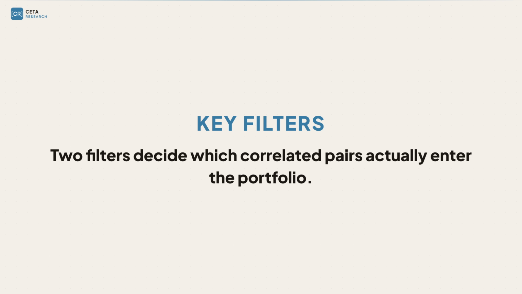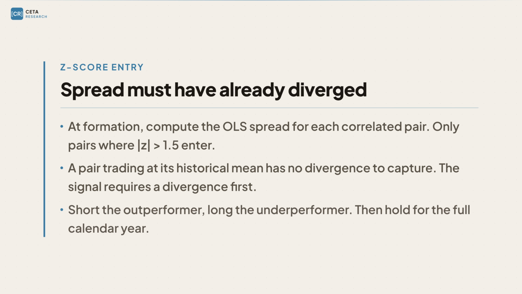From the correlated candidates, two more filters determine the active portfolio: z-score entry and the minimum pairs rule. The z-score entry filter applies at formation. The backtest computes the OLS spread for each correlated pair at January reconstitution. Only pairs where the absolute z-score exceeds 1.5 enter. The spread has already diverged from its historical mean. We're betting it reverts over the coming year.